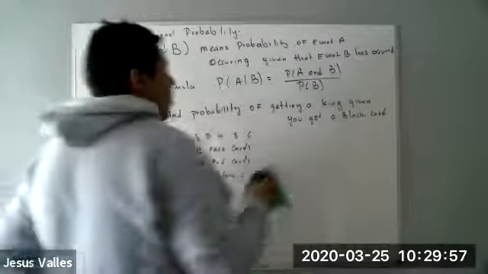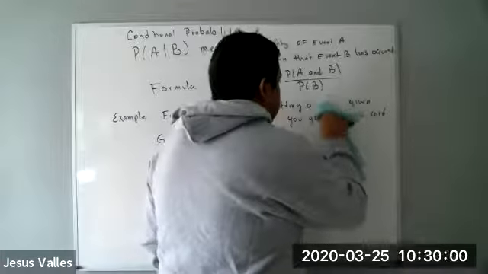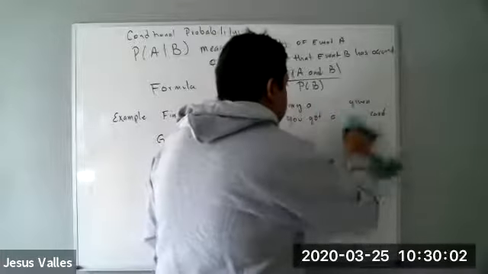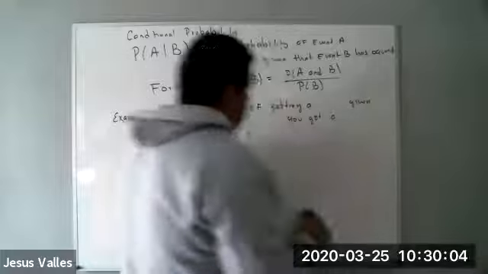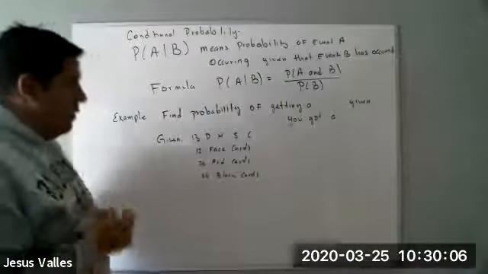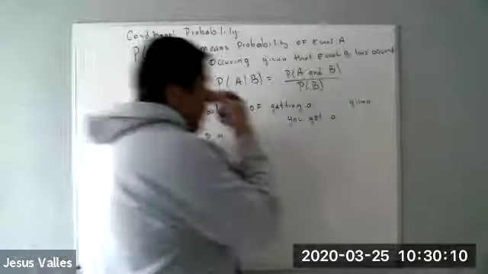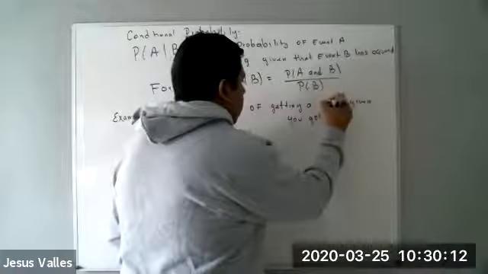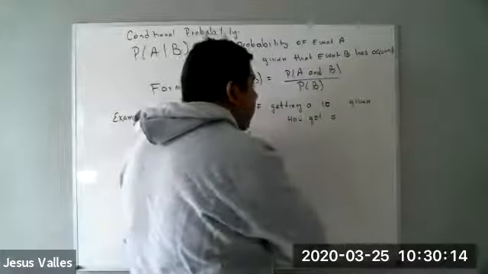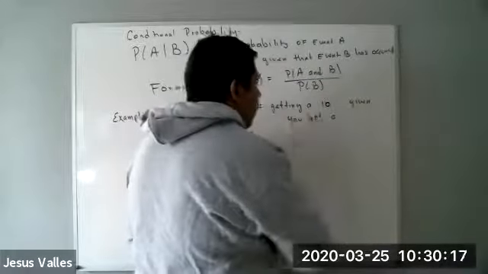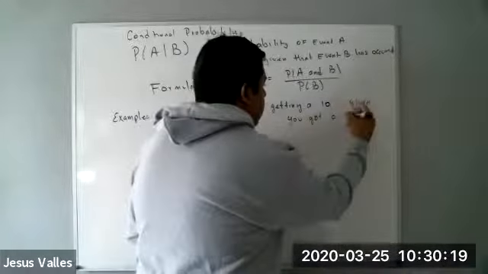I don't need a king. I don't need a black card. And let's do this. Somebody has suggested before, what if we were to want to find the probability of a 10, given that you got a diamond.